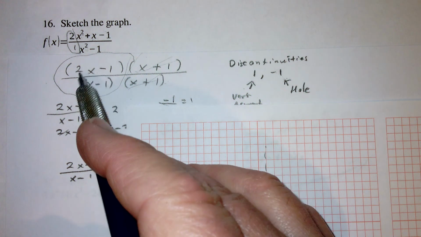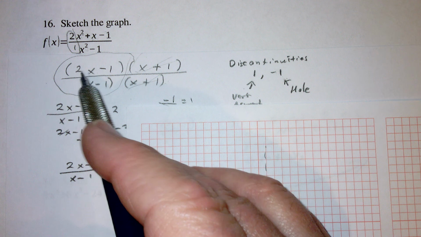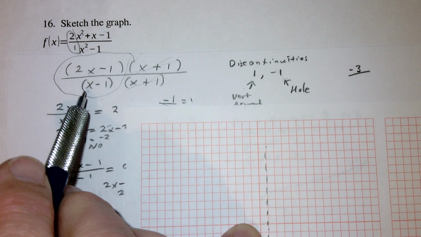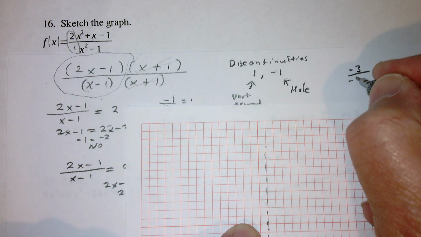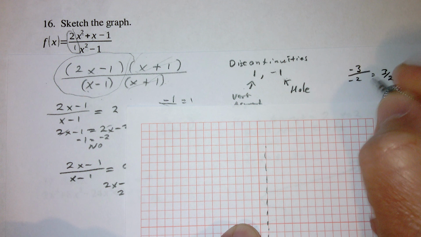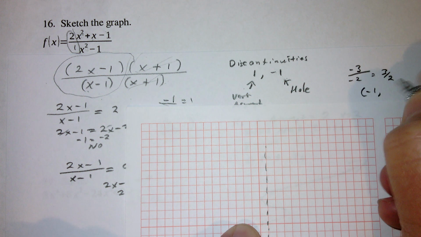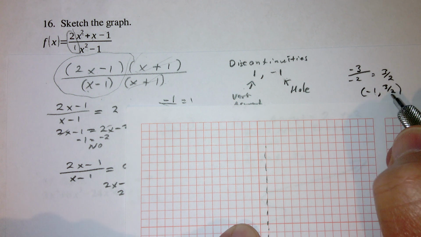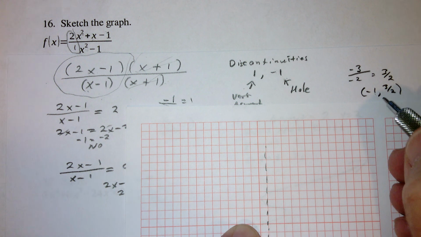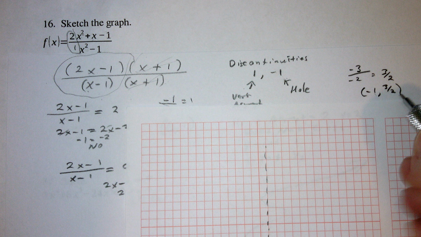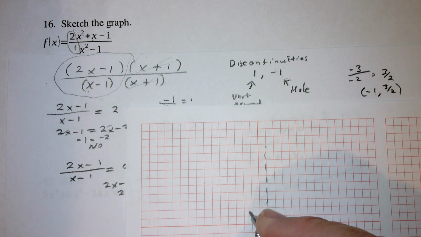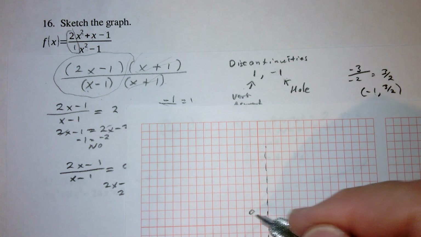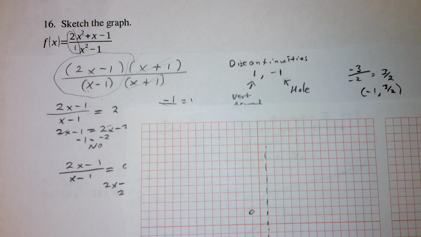So we're going to put -1. 2 times -1 is -2, and -2 minus 1 is -3. -1 minus 1 is -2. So the point at -1 doesn't exist, but it's a hole. It's where the hole would be if it did exist. So that's 1.5, so -1. We can just put a circle right there. And so we know somehow our graph goes through there. Don't know how, but somehow it does.